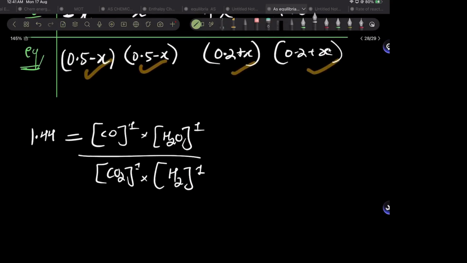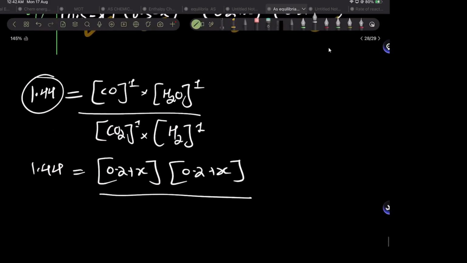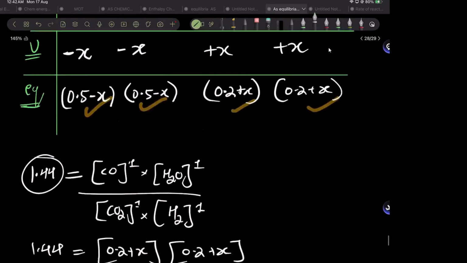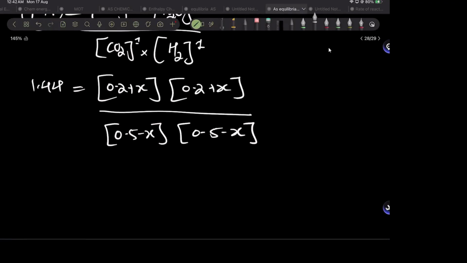So Kc was equal to right hand side over left hand side. I knew the Kc value at 1200 kelvins. I inserted that over here. Now I can write 1.44 would be equal to, what are the moles for carbon monoxide? There's 0.2 plus X. What are the moles for H2O? 0.2 plus X. And then what are the moles for carbon dioxide? That's 0.5 minus X and 0.5 minus X.